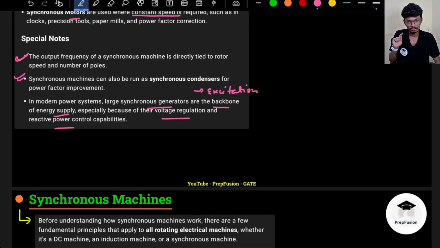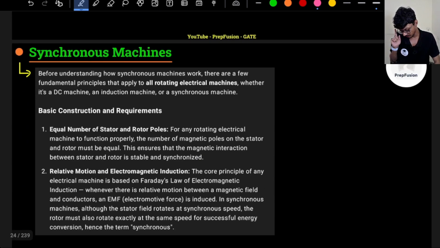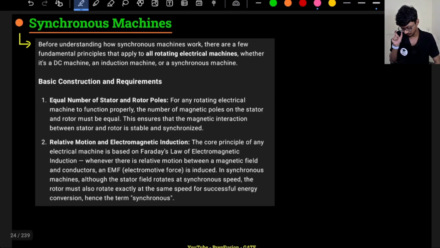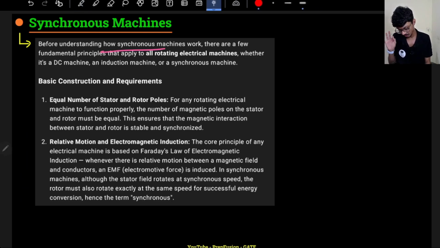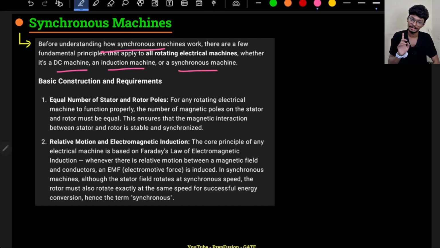Now let's come to the important point, the working principle basically, okay? This I have already explained. Before understanding how synchronous machines work, there are a few fundamental principles which apply irrespective of which machine you have, be it a DC machine, induction machine or synchronous machine. They should always be present.